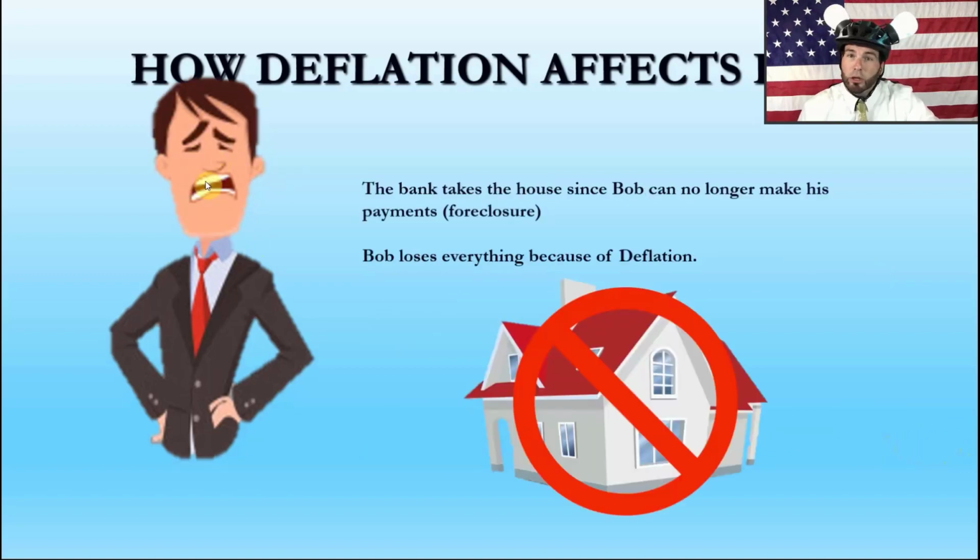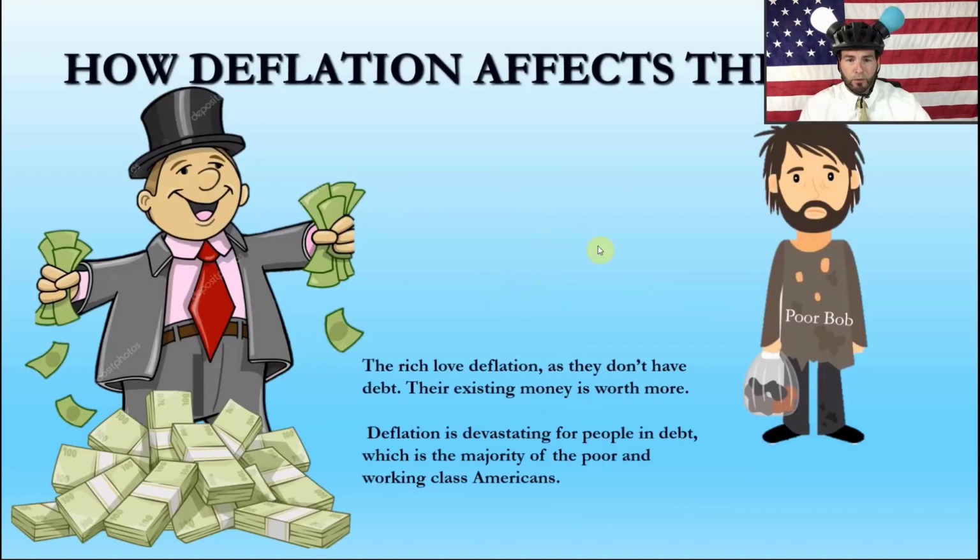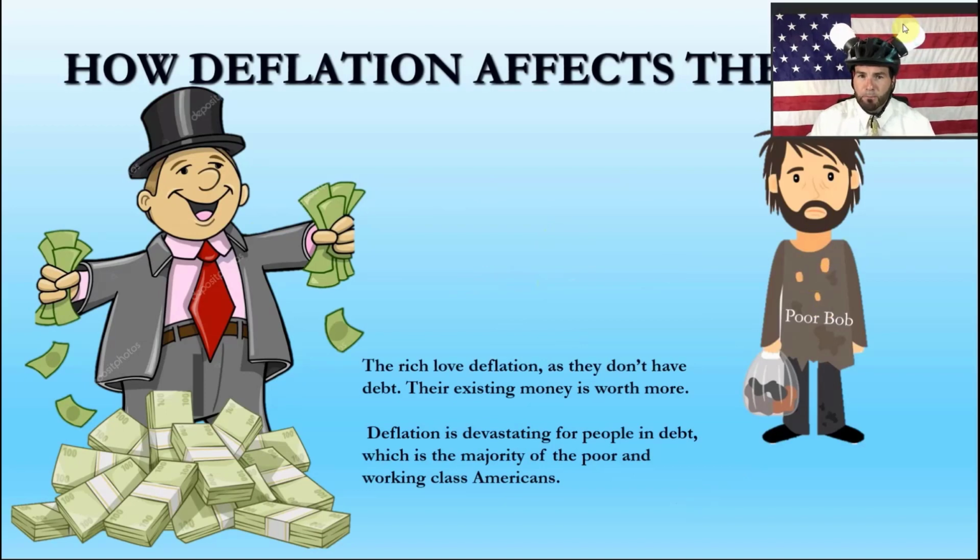Bob, oh, he's real upset now. The bank takes Bob's house, all right? And that's called a foreclosure because he stopped making payments. They take his house and Bob loses everything because of deflation, and Bob is completely devastated here. Here's poor Bob, all right? Bob's a homeless person now, all right?